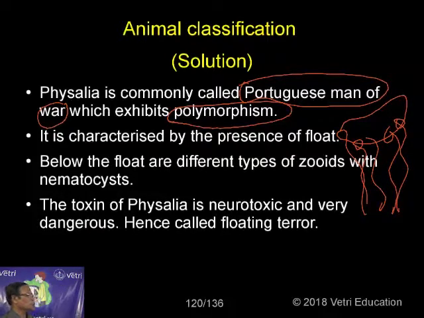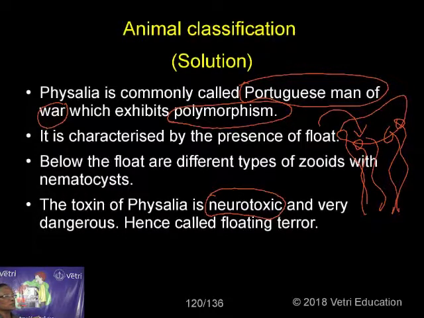Below the float are different types of zooids with nematocysts. Now this is the float, and below it we have a number of zooids with nematocysts, and they are used to fight against enemies. The toxin of Physalia is neurotoxic, not hypnotoxin. It is highly toxic, causes damage to the nervous system and is very dangerous, hence called floating terror.